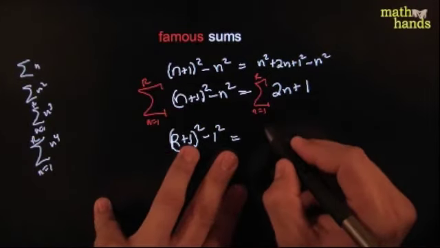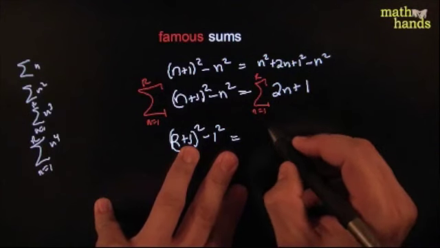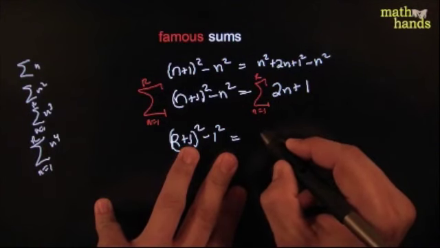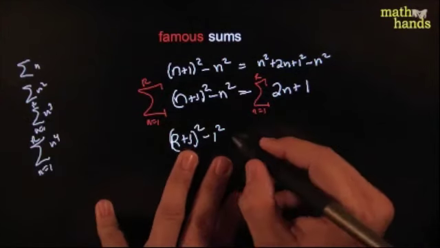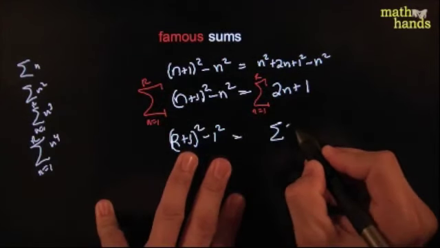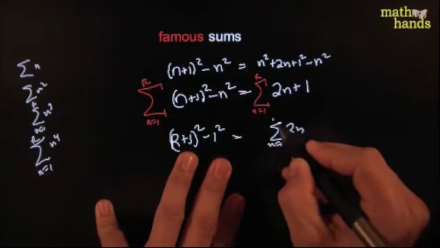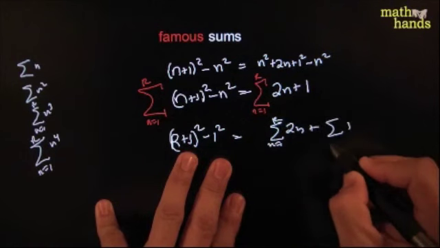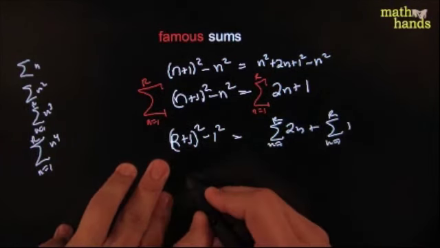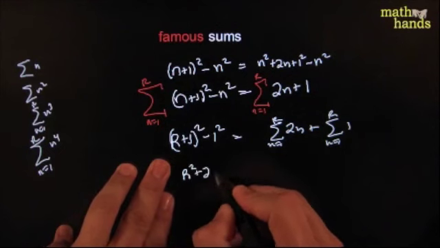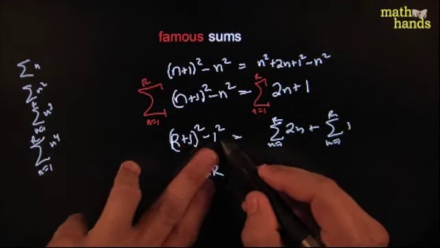Here, I know I can distribute that. Let me do it this way. I can distribute that and say, hey, this is 2n as n runs from 1 to r, plus the summation of all the 1s as n goes from 1 to r. And I could even do better than that. I could clean this up and say, oh, this is r squared plus 2r, and then I have a 1 squared minus a 1 squared.